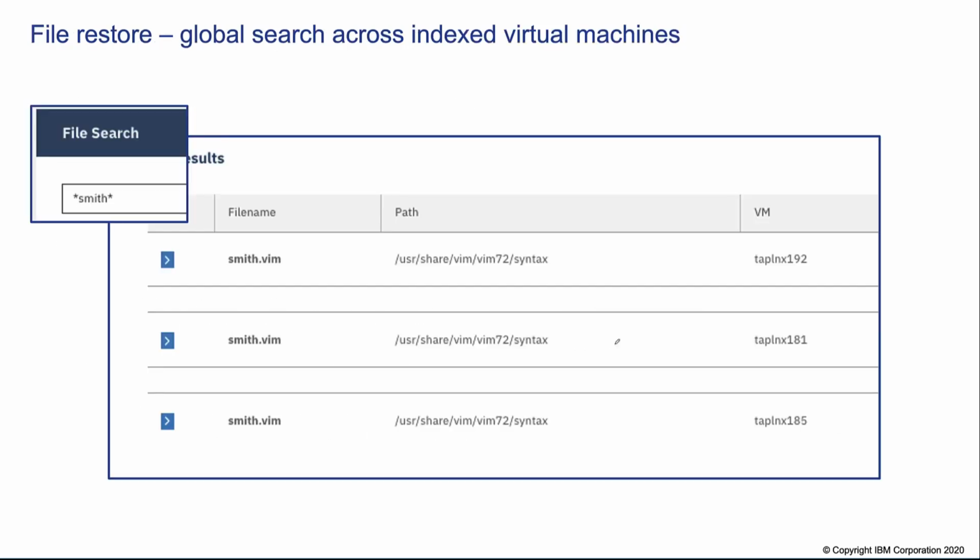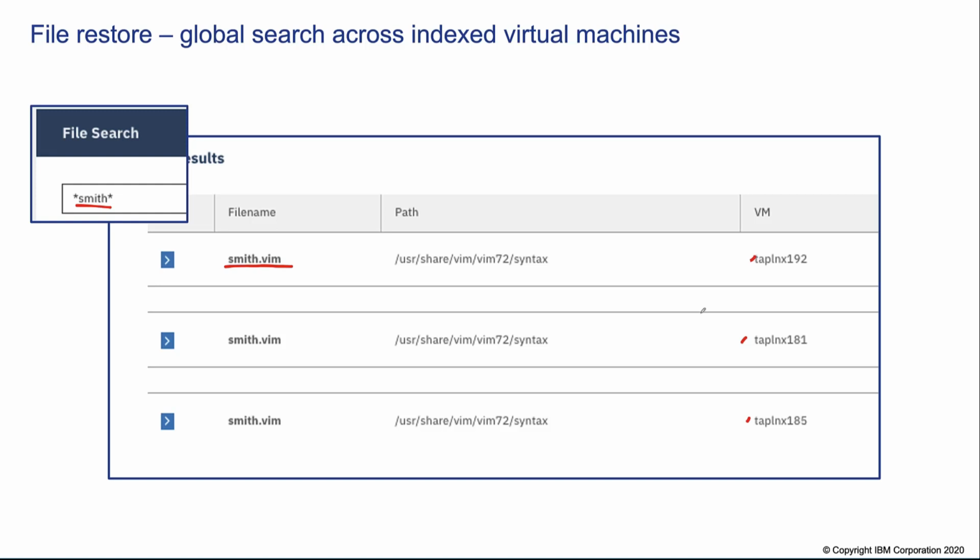So this is the outcome. I can globally look for, let's say I want to look for a file with my name Smith in it. So I can go into the Spectrum Protect Plus user interface, do a search, and I can see that I've got these VIM files that appear, looks like, on a bunch of Linux machines, and you can see that they're on 3 different virtual machines, 192, 181, and 185 there.